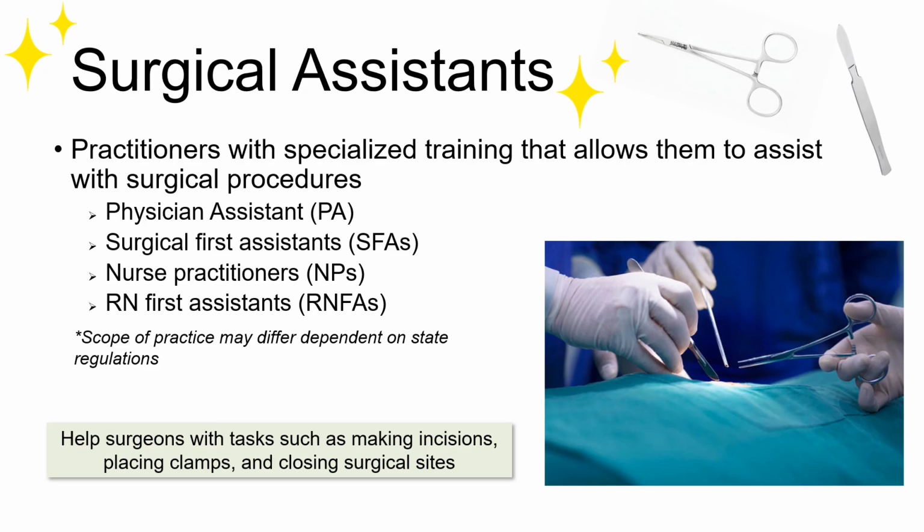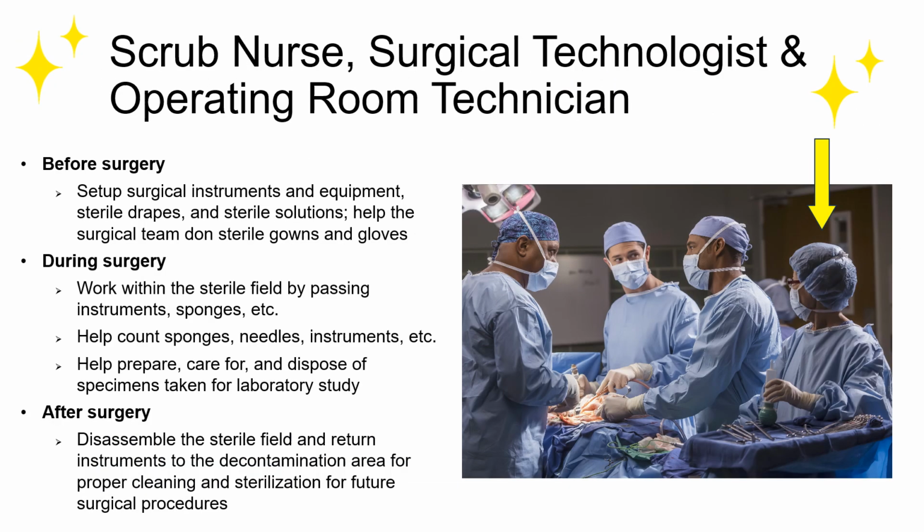What they can do in the operating room will differ a little bit depending on the state you live in, because each state has its own regulations on what they can and cannot do. But generally speaking, these surgical assistants are allowed to help surgeons. They may be able to make incisions, they can place clamps during the surgery, they can close surgical sites. So it really depends on the state that you live in on how much they can legally do.